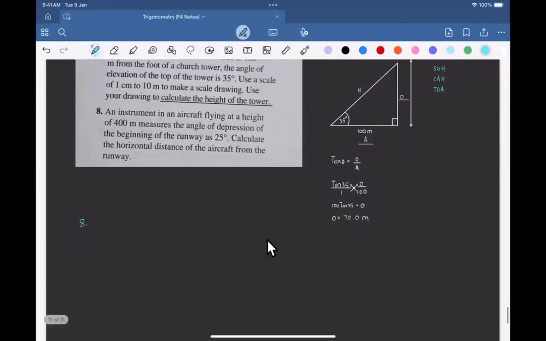Okay, so that sounds like a lot. An instrument in an aircraft flying at a height of 400. So automatically we know we're dealing with a height of what? A height of 400. I don't know anything else, but I put 400 for now. And if something is flying, it's an aircraft, so we draw an airplane. You have a little airplane over here.